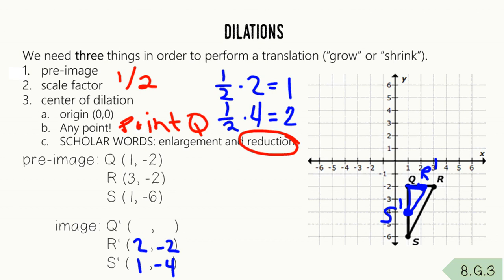What about Q prime? Q prime is actually in the same location as Q. That was where we were dilating from. That was our center of dilation. So Q prime is actually in the same location that it was before.